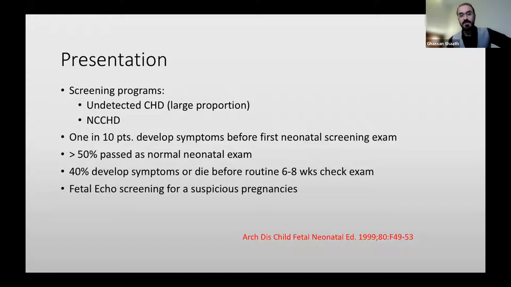Nearly half of them develop symptoms or die before the routine well-baby check at the first vaccination shot, whether at 6 weeks earlier or currently at 8 weeks. Fetal echo is probably considered one of the most efficient tools for any suspicious pregnancy, but it needs a high index of suspicion by a trained OB-GYN ultrasonographer.